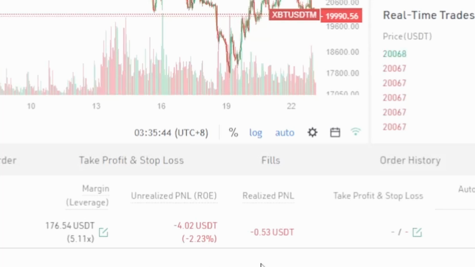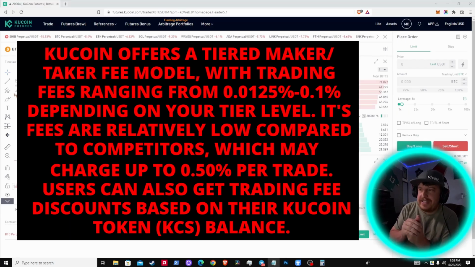And then to the right of that, you have a realized profit and loss, and this is just your fees. I wanted to quickly read to you what KuCoin has on their website for what they do charge for fees. It says KuCoin offers a tiered maker-taker fee model with trading fees ranging from 0.0125% to 0.1%, depending on your tier level.